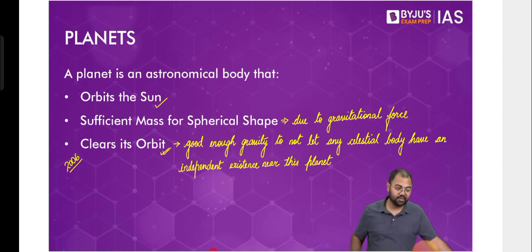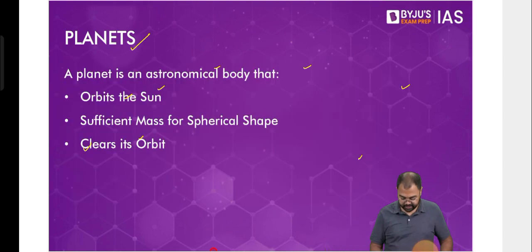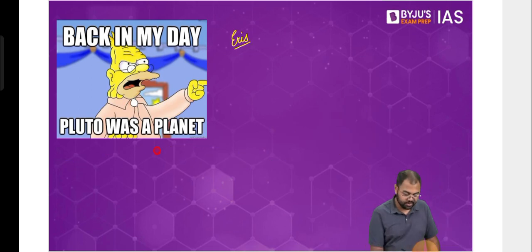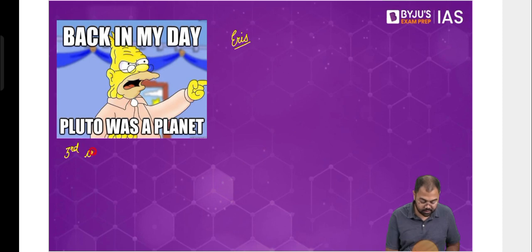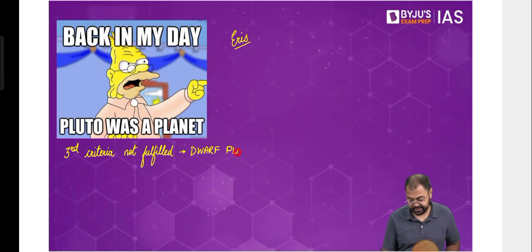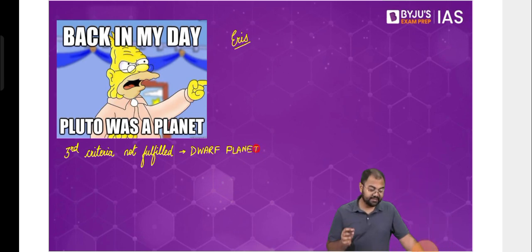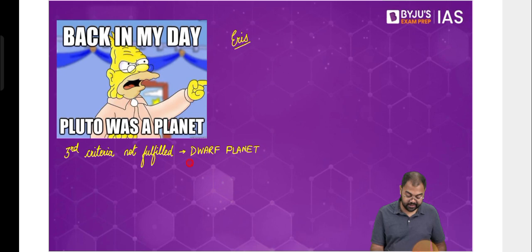All right, so this is how we define something as a planet. Now, when it comes to something like Pluto or Aries, whenever the third criteria is not fulfilled, we call them a dwarf planet. So when the first 2 criteria are fulfilled and the third criteria is not fulfilled, then it is called a dwarf planet. So that's why Pluto is now called a dwarf planet. Aries is called a dwarf planet.